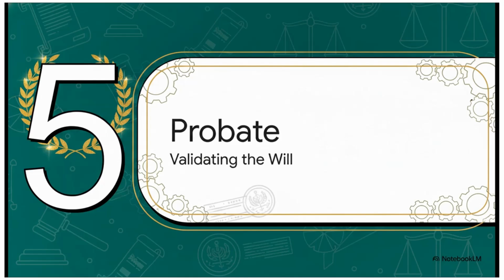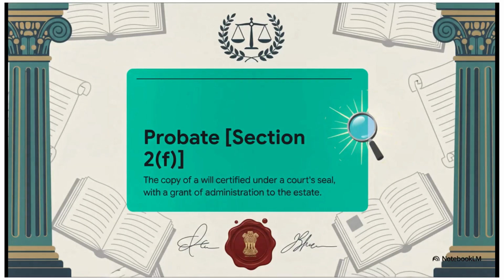We have one final, critical piece of the puzzle. A will is just a piece of paper until it's been officially validated. So how does it get the court's stamp of approval? Well, that process is called probate. The key idea here is that probate is the official proof. It's the court's way of saying, yes, we've reviewed this, and it is the valid final will of the deceased. That certified court-sealed copy is the golden ticket. It's what gives the executor the undisputed legal power to actually do their job.